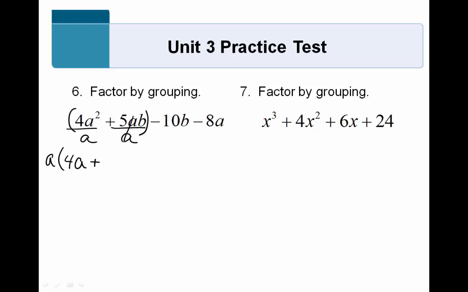plus 5b. Now notice these next two terms, negative 10b and negative 8a, are both negative. You want them both to become positive, which means you're going to factor out a negative. So notice the greatest common factor here is going to be a negative 2. You're factoring out a negative 2. Negative 10b divided by negative 2 is positive 5b. Negative 8a divided by negative 2 is positive 4a.